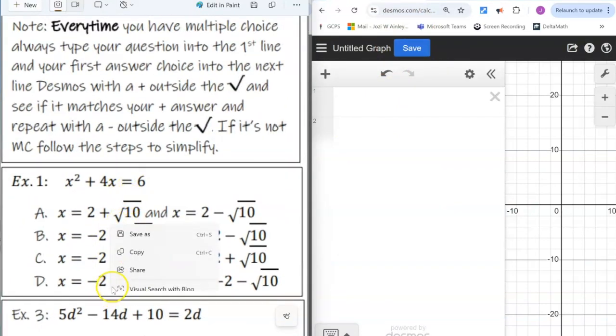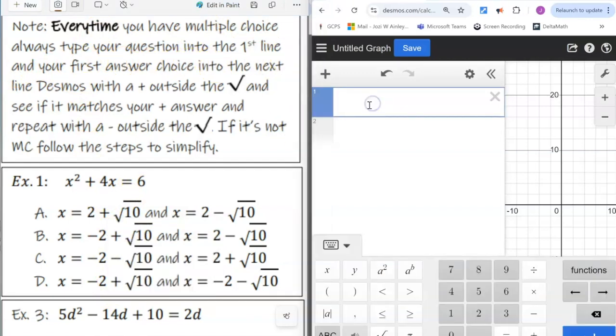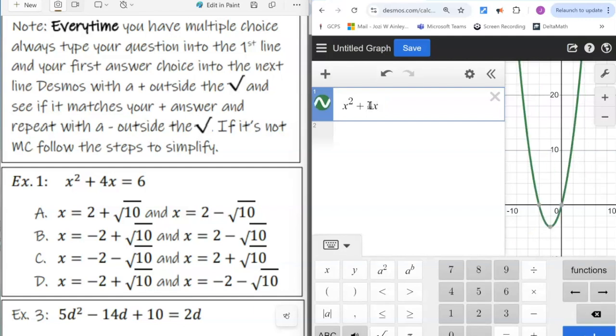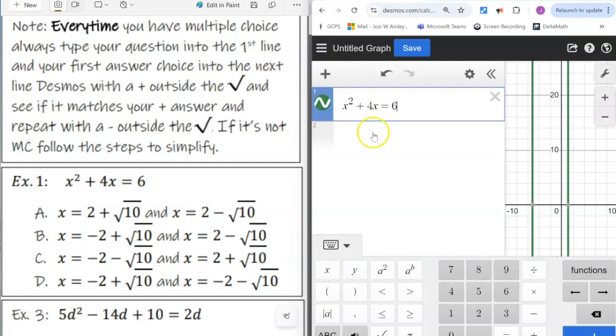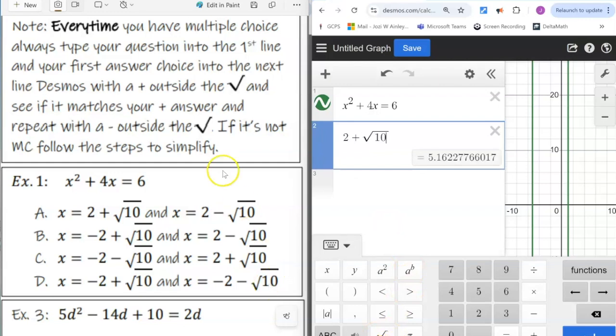So here we have multiple choice, and it says every time you have multiple choice, always type the question in the first line. So let's go ahead and do that. The question goes into the first line. And please make sure you copy this question correctly, because that's the only reason you would get it wrong. Then it says your first answer choice goes into the next line with the plus outside the radical. So here's my answer choice: 2 plus radical 10. And see if that matches your plus answer.